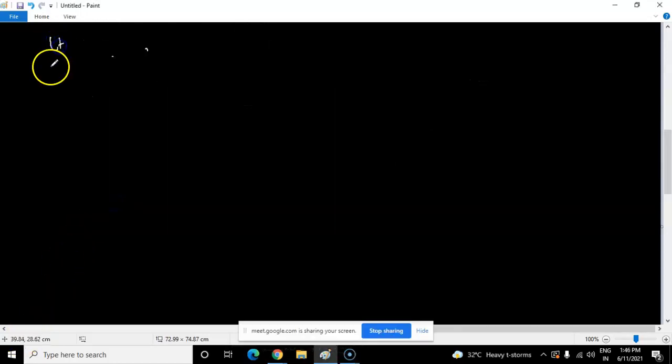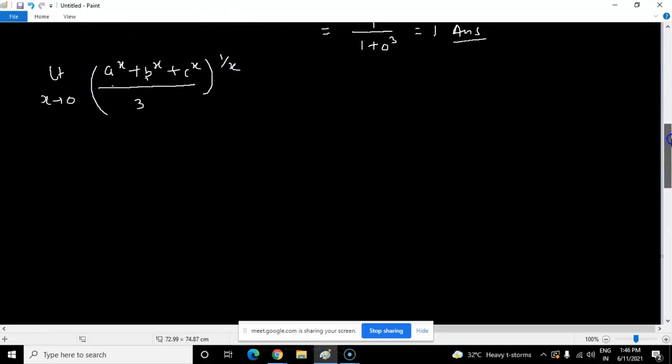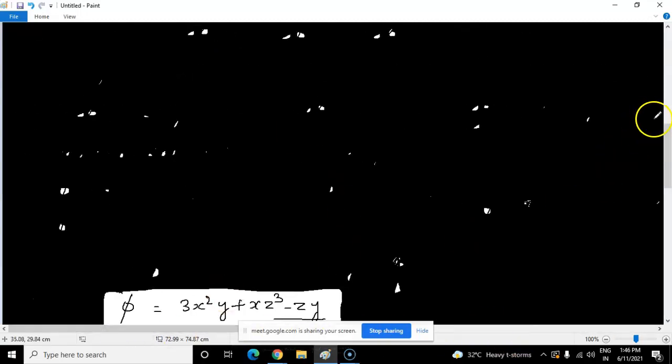Given the limit as x tends to 0 of (a^x + b^x + c^x) divided by 3, all to the power of 1/x. If you put 0 here, a^0 is 1, b^0 is 1, c^0 is 1, so 1 plus 1 plus 1 is 3, and 3 by 3 is 1. And 1 by 0 is infinity, so this is the 1 to the power infinity form.